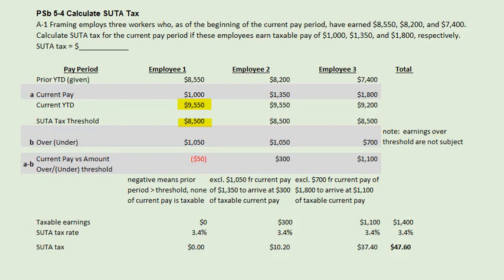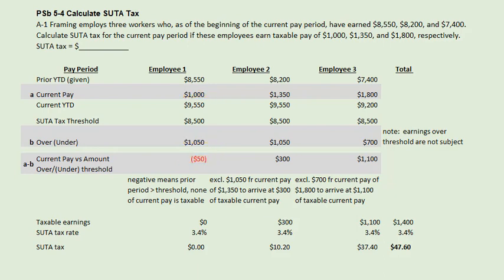Employee number 1 has current year-to-date earnings of $9,550, which is $1,050 over the threshold. It is significantly over. As a result, possibly the earnings was already over the threshold in the prior period. We check this by comparing the amount over the threshold of $1,050 to the current pay of $1,000, and since it is higher than the current pay, it actually results in a negative value of 50 when we take the current pay of $1,000 and we minus the $1,050.